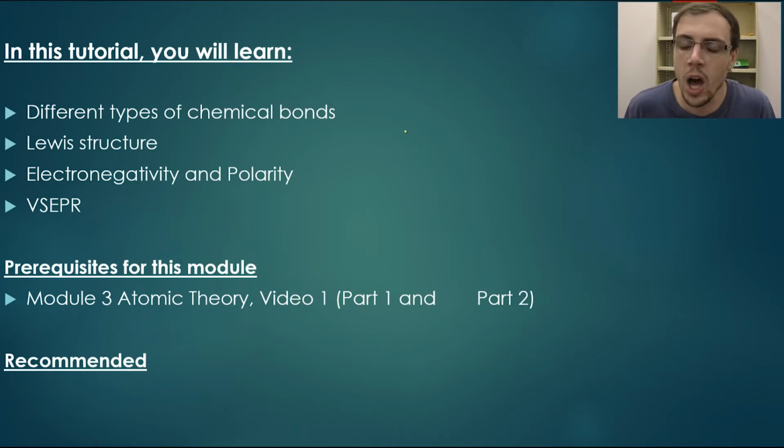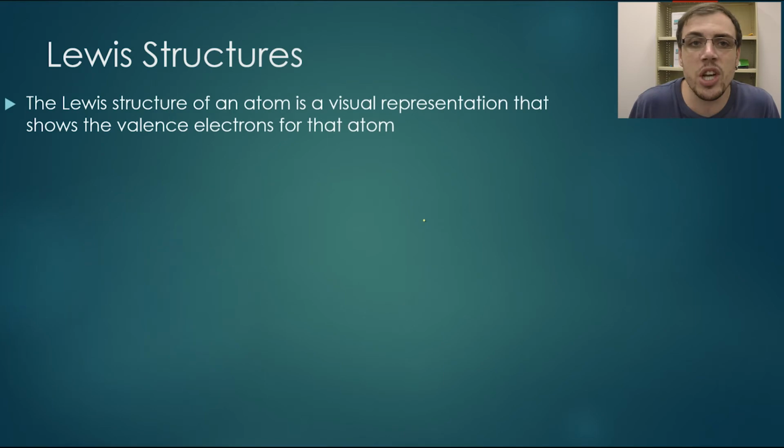Prerequisites for this module, I highly recommend that you check out Module 3, the atomic theory video, both Part 1 and Part 2. The knowledge of how these protons, neutrons, and electrons all work together within an atom and their properties relating to the periodic table will be exceptionally useful in this module. Okay, so let's jump right on into it.